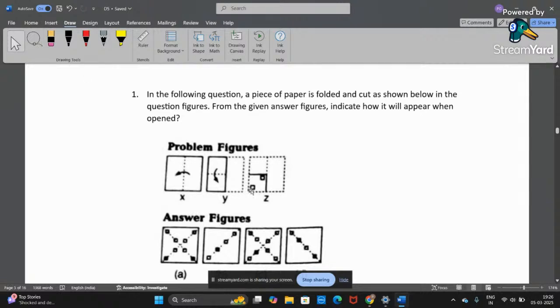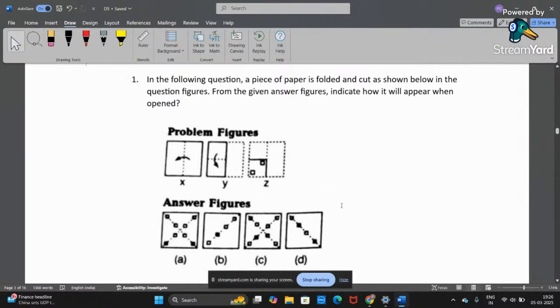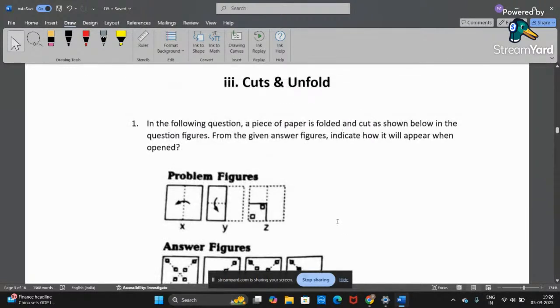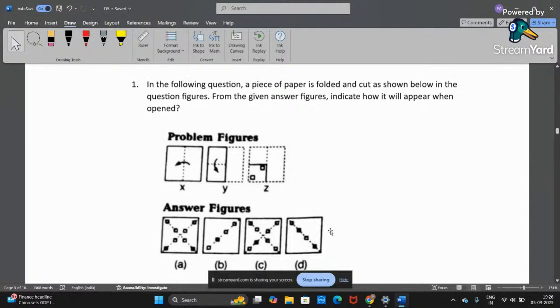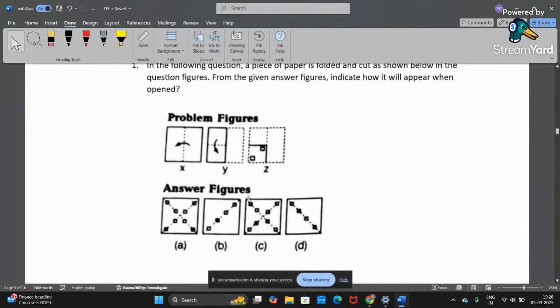In that they are making two holes. Imagine they are making two holes. Then when we open, it should look like one of the four given images, and that will be the answer. For this, to practice, what you have to do is take a small piece of paper and try to solve. Then you'll get the logic and you'll understand in a better way.